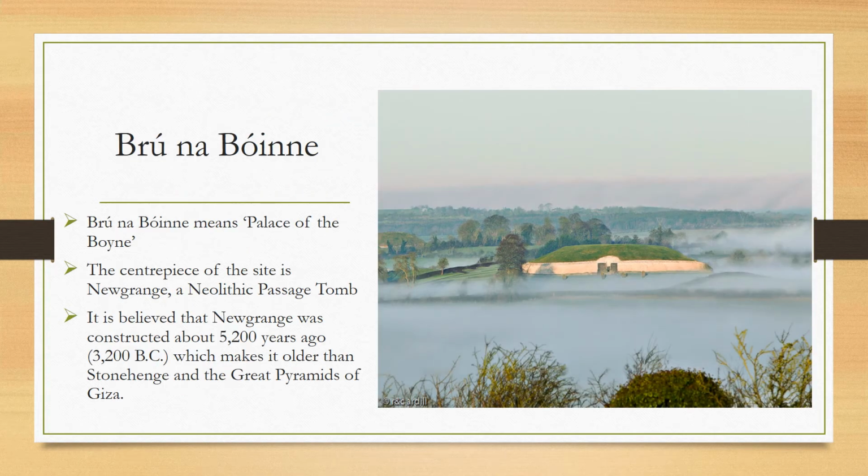Bóinne means Palace of the Bóinne. It is a site comprising of a series of Neolithic monuments, the centrepiece of which is Newgrange, a Neolithic passage tomb.